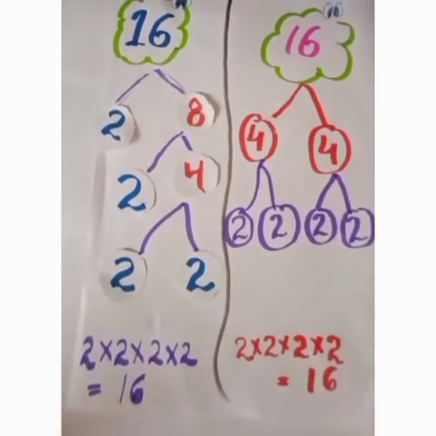So either you do it with 2 and 8 first or with 4 and 4, you will get the same prime numbers, like 4 times 2 here and 4 times 2 here. So you will get the same prime factors of the number 16 over here.